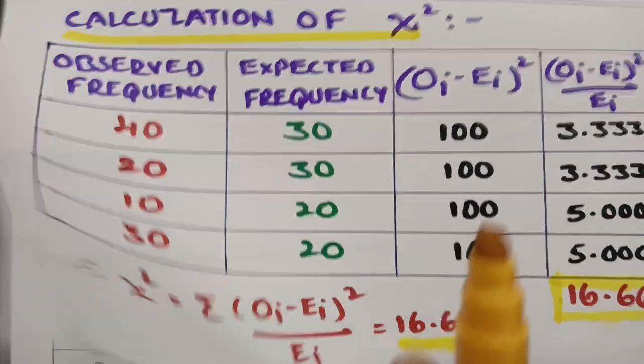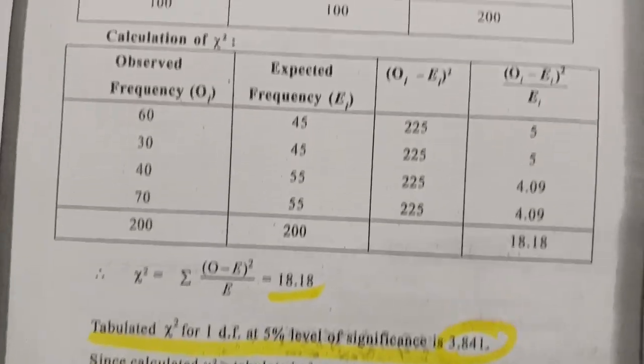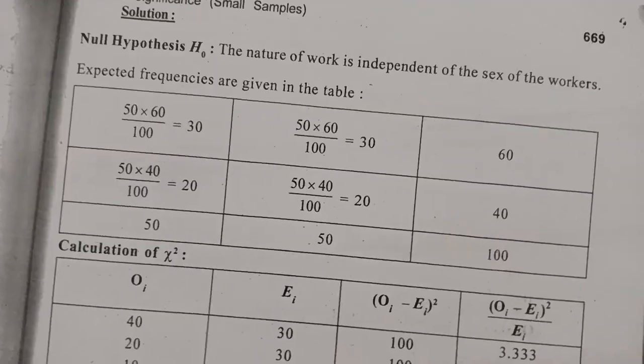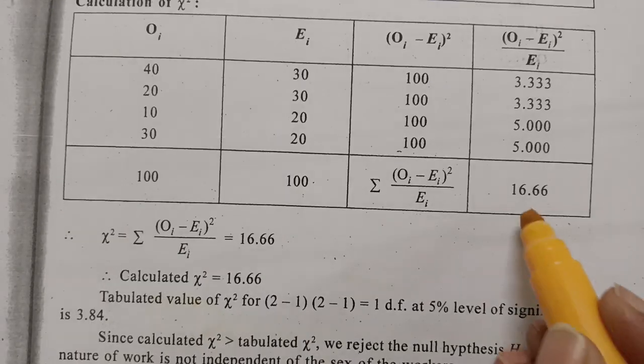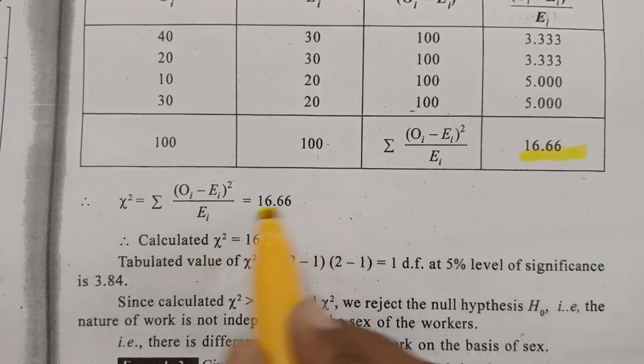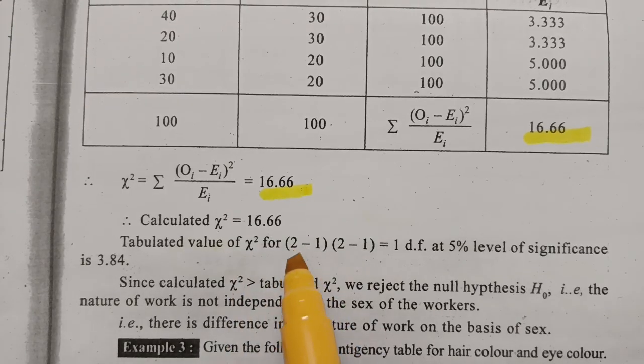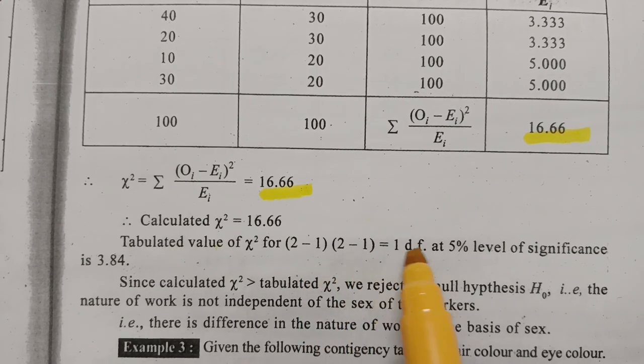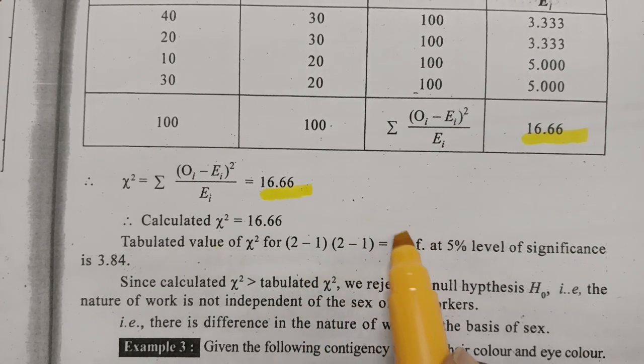So for degrees of freedom, let me show you. This value we got as 16.66, just now we have calculated. For degrees of freedom, it is the number of rows minus 1 into the number of columns minus 1. So here the rows are 2 and the columns are 2. And therefore (2 minus 1) into (2 minus 1), the value here is 1.